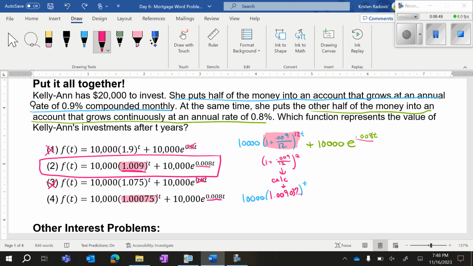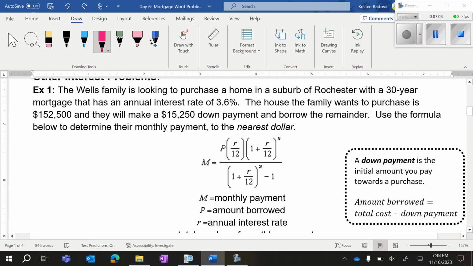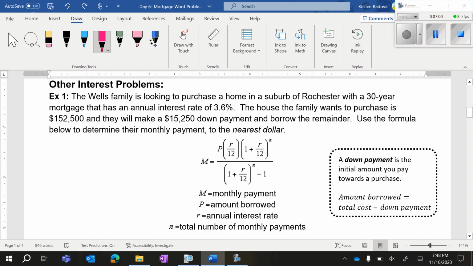Anyway, now we are going on to other interest problems, and before we freak out, you do not need to memorize these equations. The Regents likes to give you really crazy equations just to see if you could put it in the calculator. But you do not have to remember them. You only have to remember 1 plus or minus r, the compound interest formula, and the continuous interest formula. So now we have the Wells family is looking to purchase a home in a suburb of Rochester with a 30-year mortgage that has an annual interest rate of 3.6%.